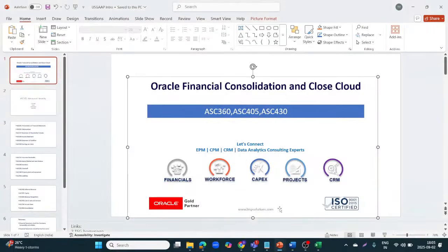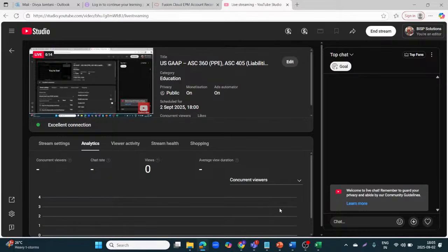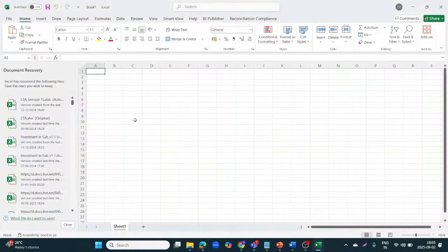Today we are going to see Accounting Standard Codification 360, 405 and 430. So Accounting Standard Codification 360 under US GAAP stands for Property, Plant and Equipment.